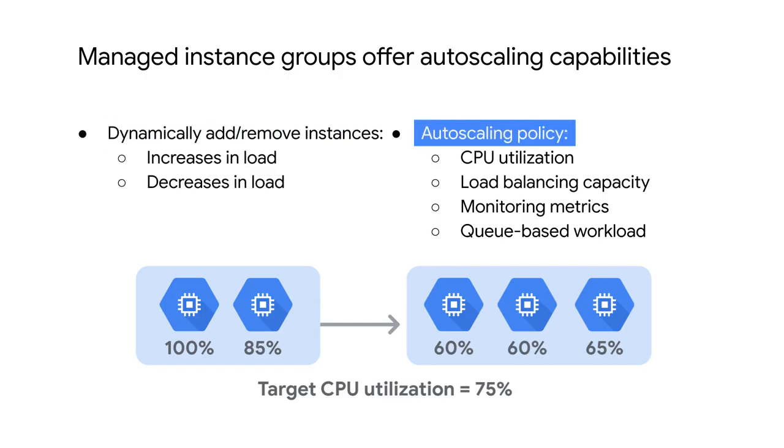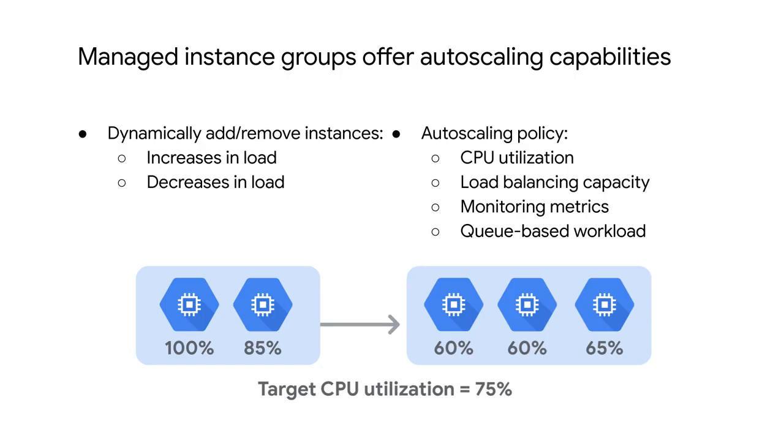Autoscaling helps your applications gracefully handle increase in traffic and reduces cost when the need for resources is lower. You just define the autoscaling policy, and the autoscaler performs automatic scaling based on the measured load. Applicable autoscaling policies include scaling based on CPU utilization, load balancing capacity, or monitoring metrics, or by a queue-based workload like Cloud PubSub.